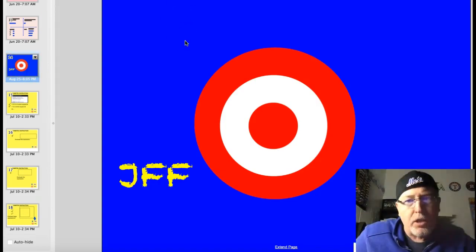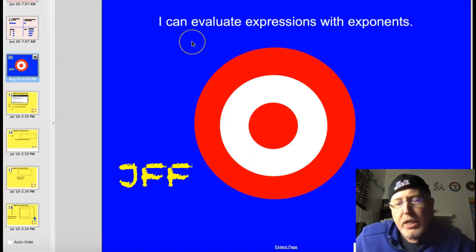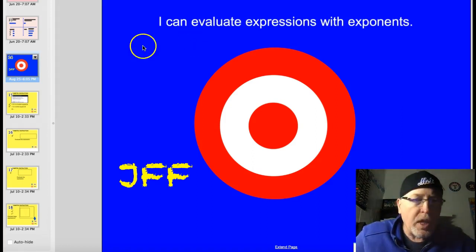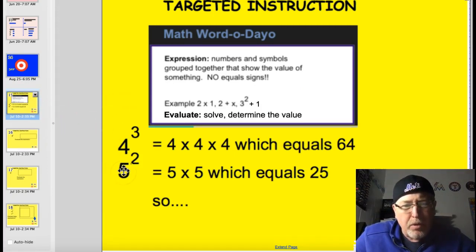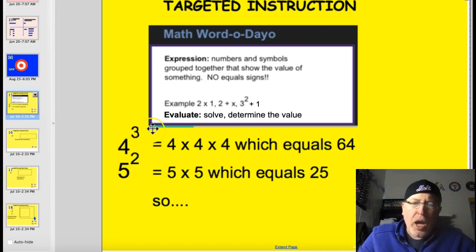Tonight officially our target is: I can evaluate expressions with exponents. Let's start off with looking at some vocabulary, and most of this is review. Do you remember that this is called down here the big number? Yes, that is correct. That's the base. And up here, the smaller number raised above it, that's the exponent.